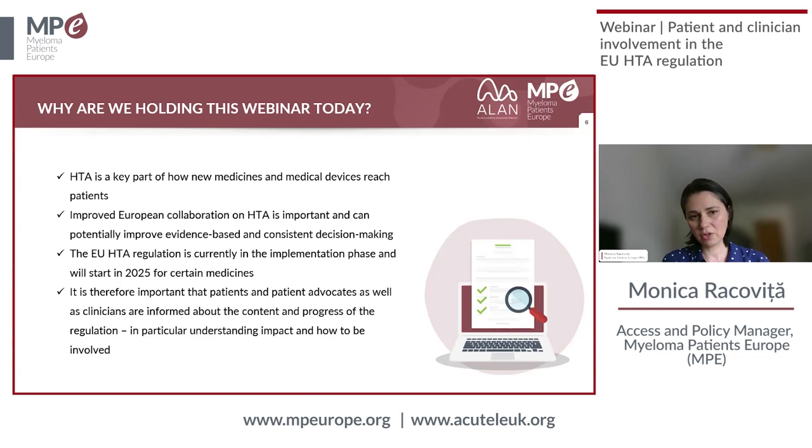The EU HTA regulation is currently in the implementation phase. It will start in January 2025, to be more exact, for certain medicines. Therefore, we think it's important that patients and patient advocates, as well as clinicians, are informed about the content and progress of the regulation, and in particular, understand how and when they can be involved.